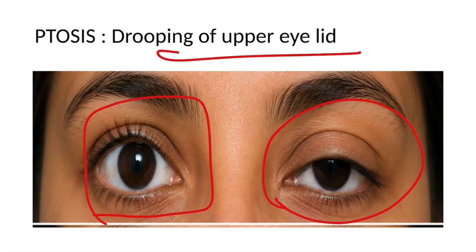This is the normal eye. You can see the entire pupil is clearly visible and the eyelid is not covering the pupil. This is a normal eye. Now what is ptosis? The upper eyelid droops so that the pupil is partially or completely covered by the upper eyelid. So that is ptosis.